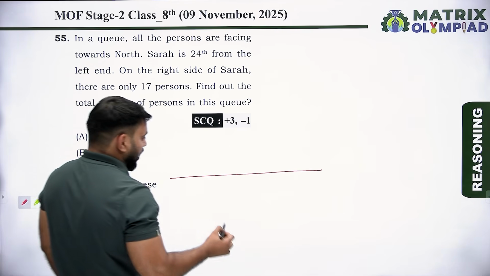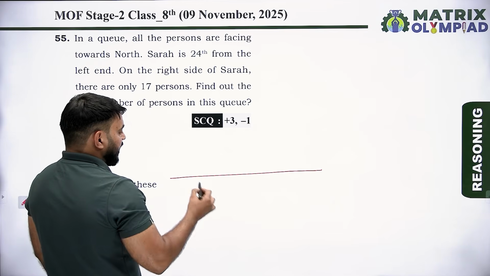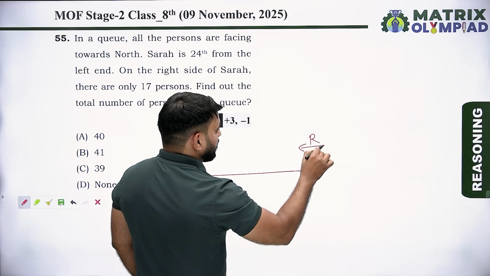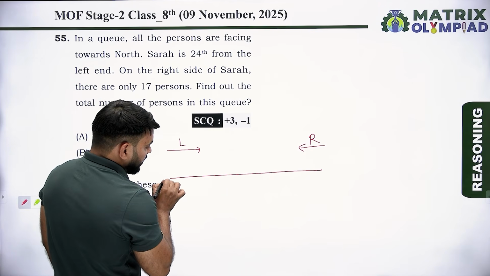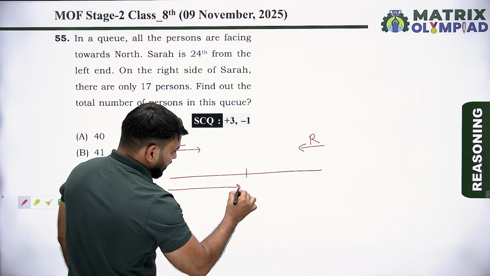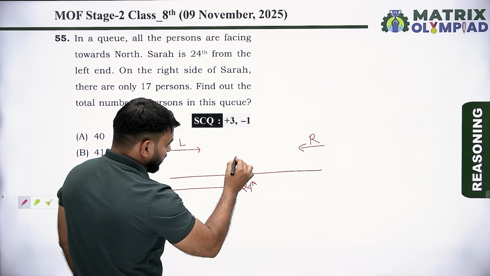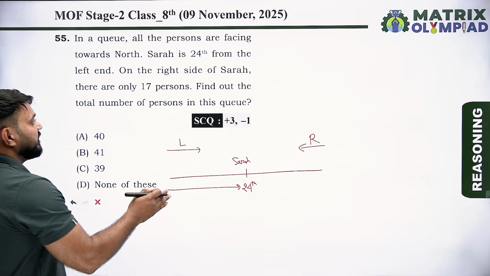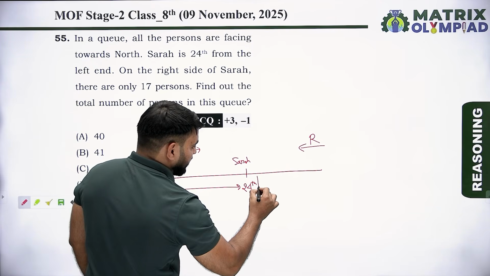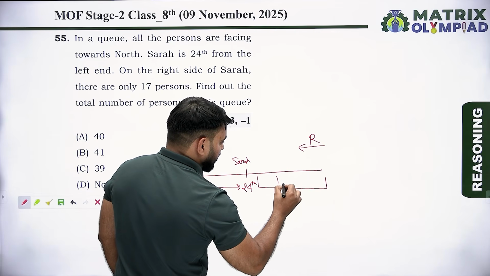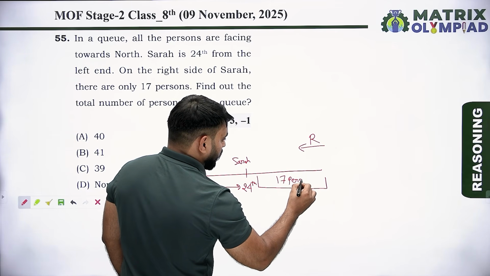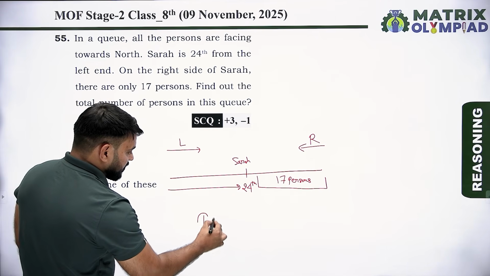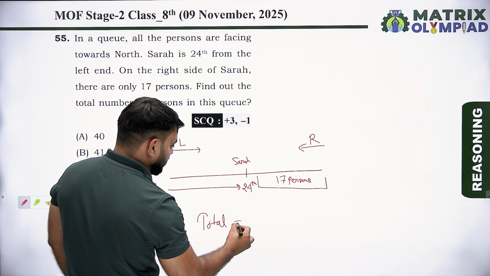In a queue, all are facing towards the north direction. So this is the left end of the queue and this is the right end of the queue. Now position of Sarah is 24th from the left end, and there are 17 persons in the right side of Sarah. So find the total number of persons in that queue.